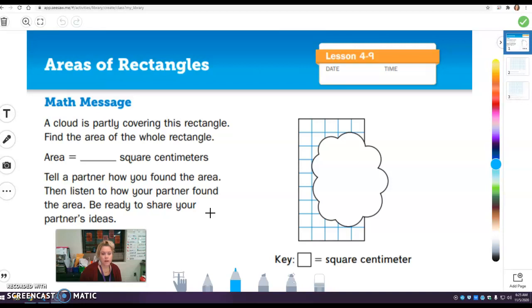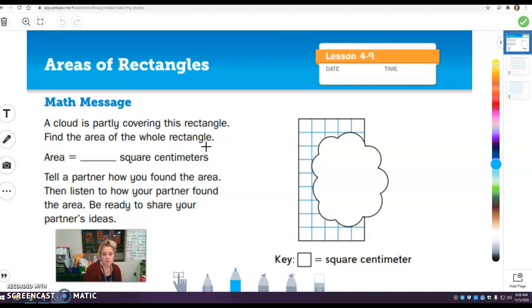We are still working on area, which we have learned is the inside part of a shape. So all of this right in here. The outside edges would be our perimeter, but today we are focusing on area. So all that inside space.